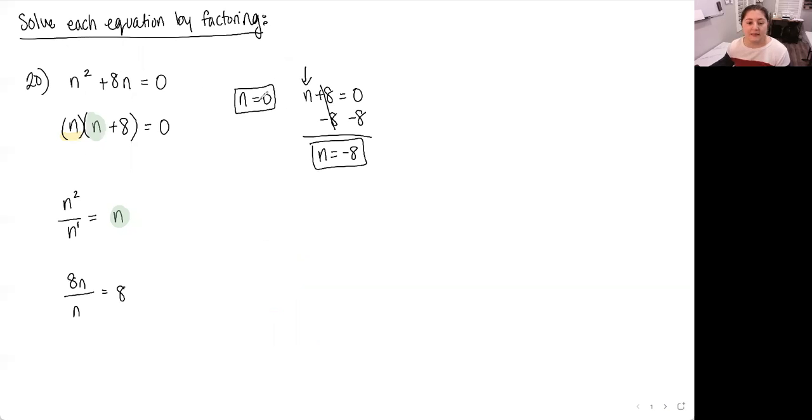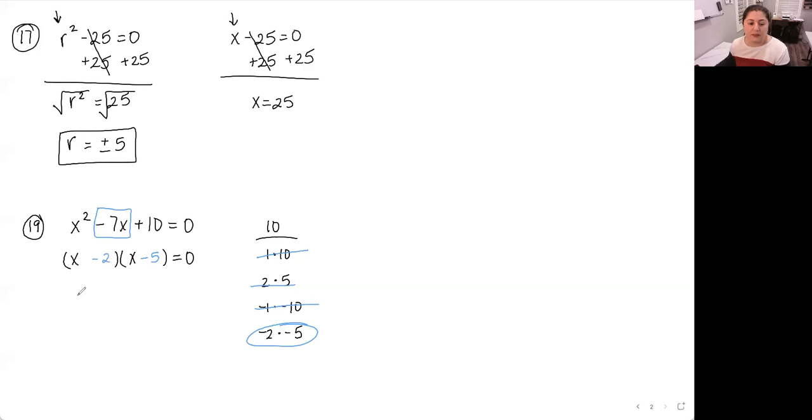Just like we did before, where we took each of our parentheses and set it equal to 0 to find what n equaled, we're going to do the same exact thing. We're going to do x minus 2 equals 0 and x minus 5 equals 0. Now, this is going to be a really important concept later on when you start graphing these factored equations, okay? So we want to remember that we're going to add 2 to both sides in here, and x is going to be +2.